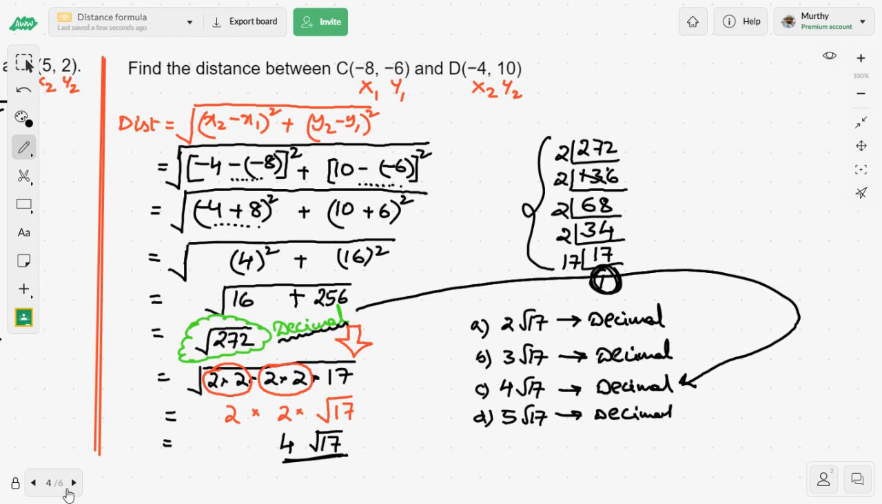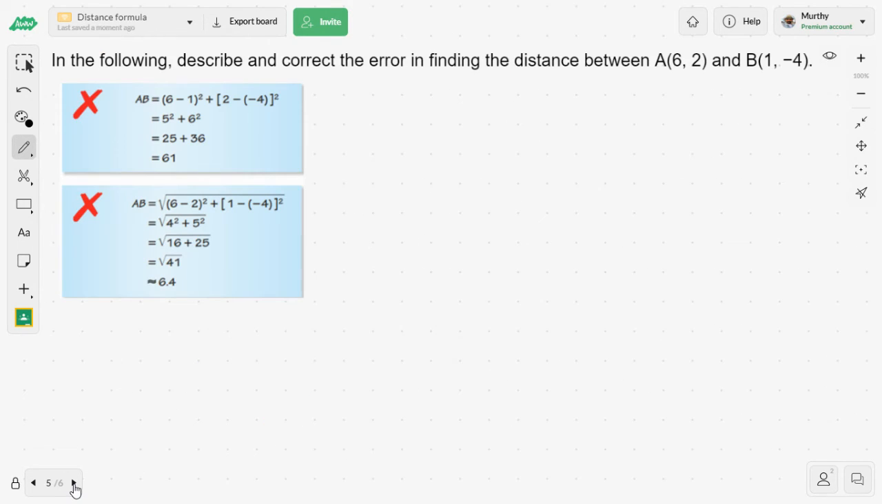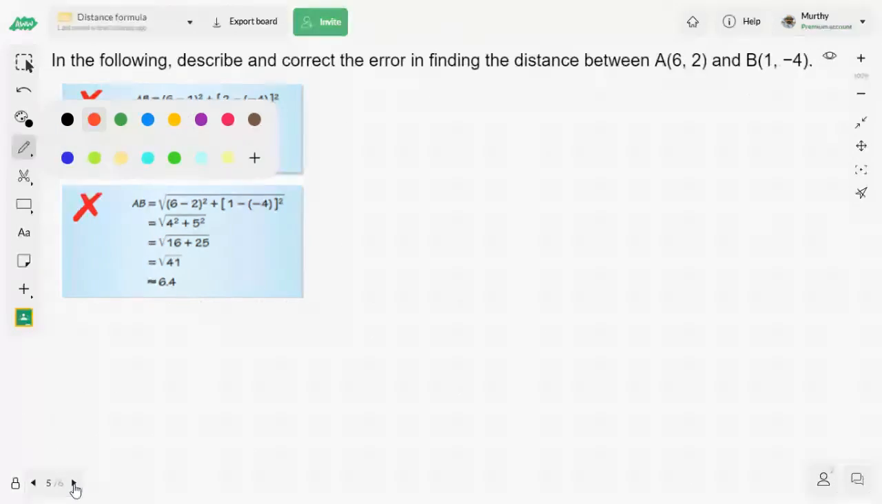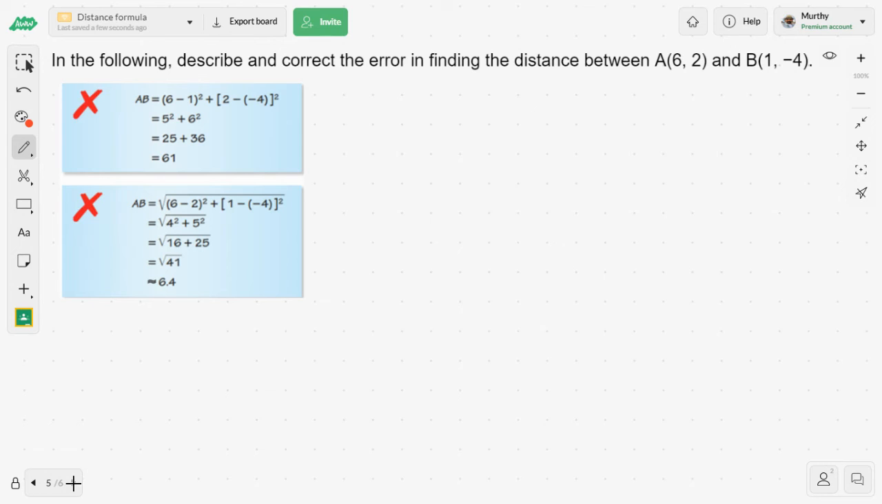Okay, let's go to the next question. Again, here, describe and correct the error in finding the distance between 6, 2 and 1, negative 4. This is really a very good error analysis. In case any students are making a mistake, x1, y1, this is x2, y2. First of all, label them.